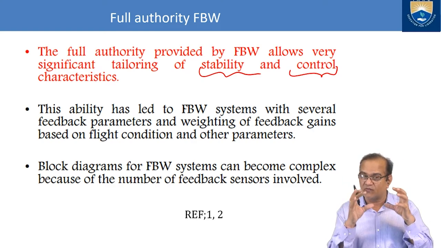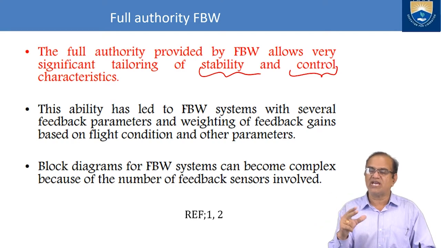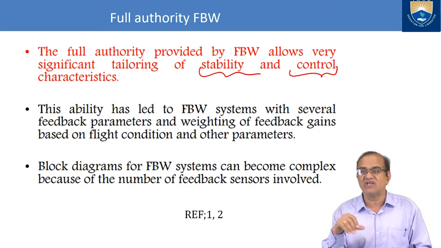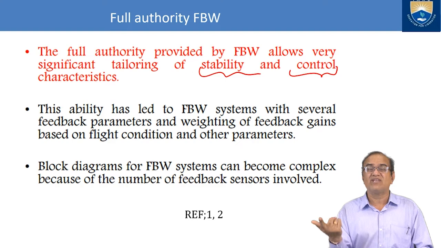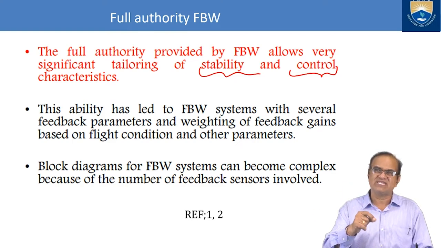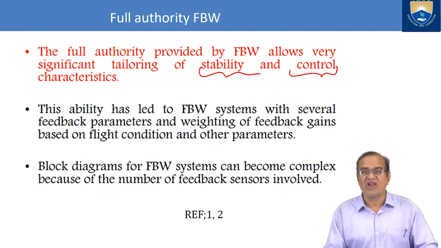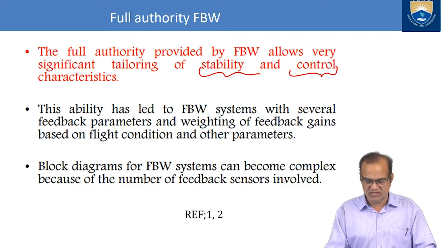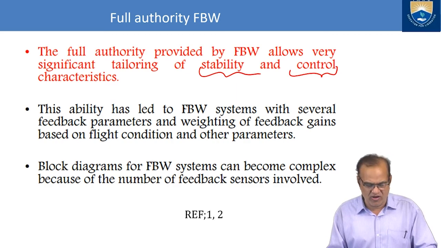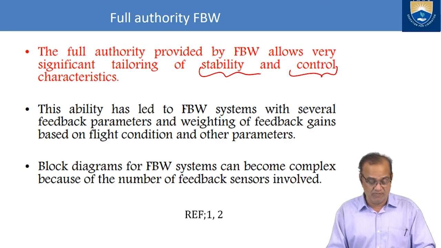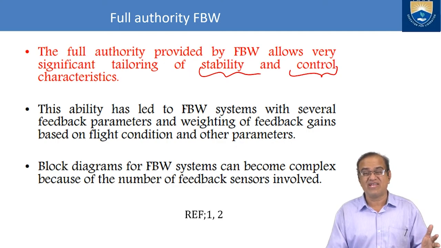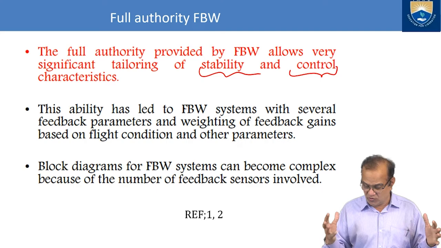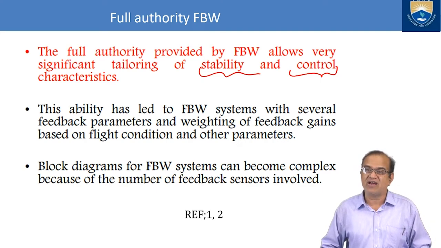Accordingly, the computer will weigh whether this is okay or not. If it is okay, there are so many algorithms that will analyze this in a fraction of a second, in milliseconds, and give feedback to the control surfaces for different flight conditions. The block diagram of FBW systems can become complex because of the number of feedback sensors involved. So the number of systems is more, and your diagram becomes quite complex.